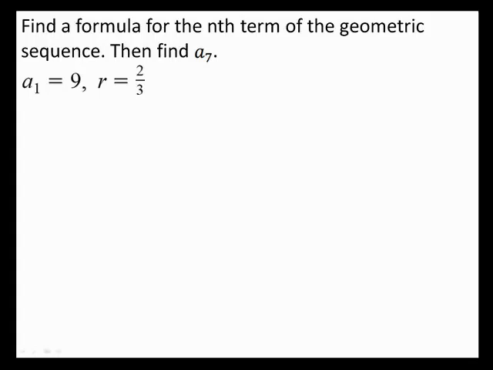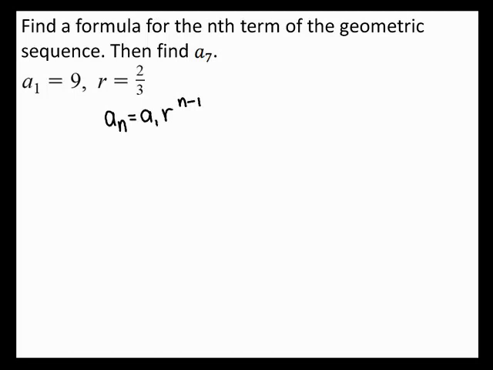Find a formula for the nth term of the geometric sequence. Then find a sub 7. a sub 1 is equal to 9, and r is equal to 2/3. Use the formula a sub n is equal to a sub 1 times r to the n minus 1.